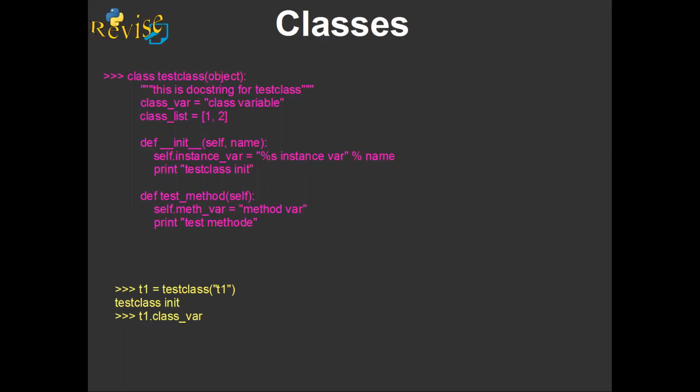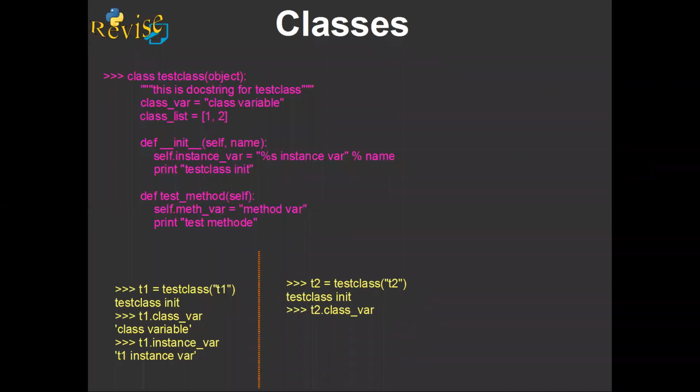Now we will see the variables. First, the class variable gets printed. Then we call the instance variable. So it gets the value, T1 instance variable, that is, instance name and instance variable. Now we'll initialize T2, another instance of the test class. Again, the test class init method gets called. We access the class variable, which is the same. Then the instance variable. So again the instance name and instance variable get initialized.